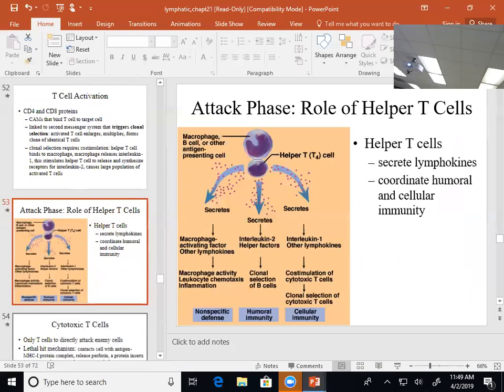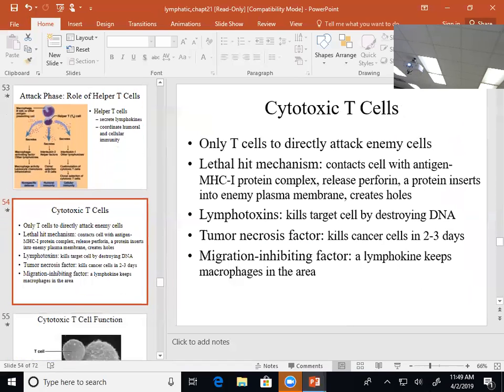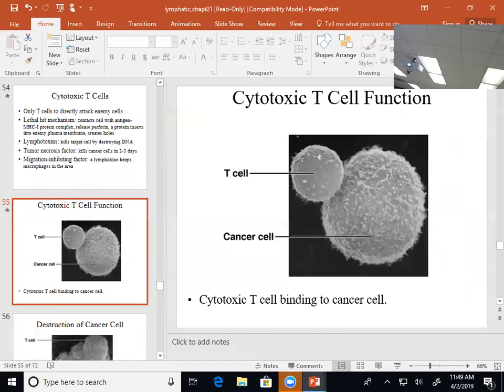There are all kinds of pictures where you see the helper cells initiating this entire thing, and why that is so important. Y'all Google, if you have a chance, an animation of an actual T cell destroying a cancer cell. You know, these little T cells might be smaller than some of these cancer cells, but they are no joke.